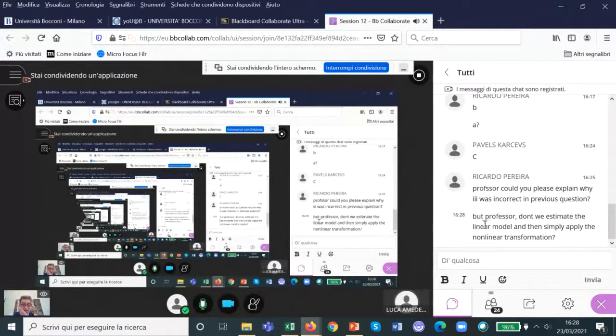Sorry, there is another question: Professor, don't we estimate the linear models and then simply apply the nonlinear transformation? No, we do the linear transformation first and then we estimate the coefficients, okay? So it's a different technique.